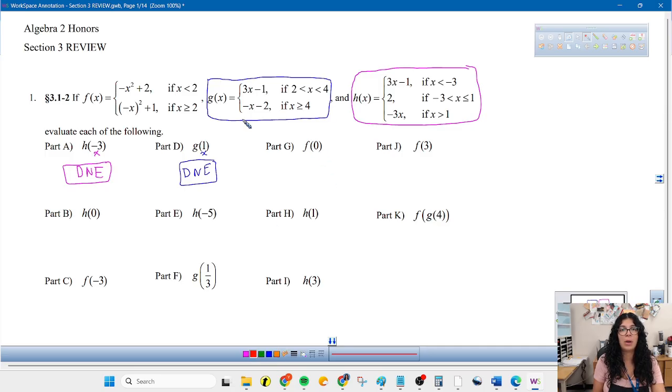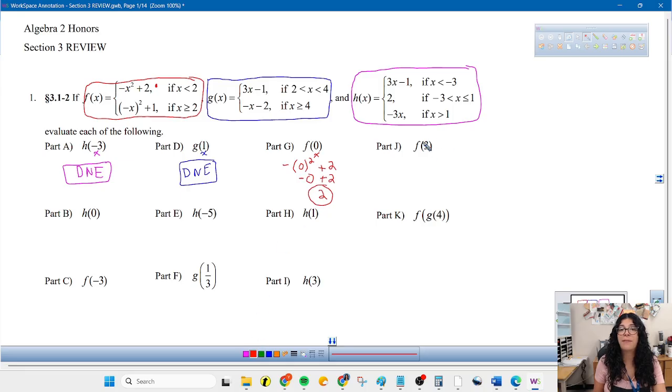Next, I have f of 0. So now I'm going to use the function f over here, and I'm going to plug in the x value of 0. I have to, again, figure out where that falls into place. Is 0 less than 2? Yes, 0 is less than 2. So I'm going to be using this first equation here, plugging in 0 for x. So negative 0 squared plus 2: 0 squared is 0, negative 0 plus 2 is 2.